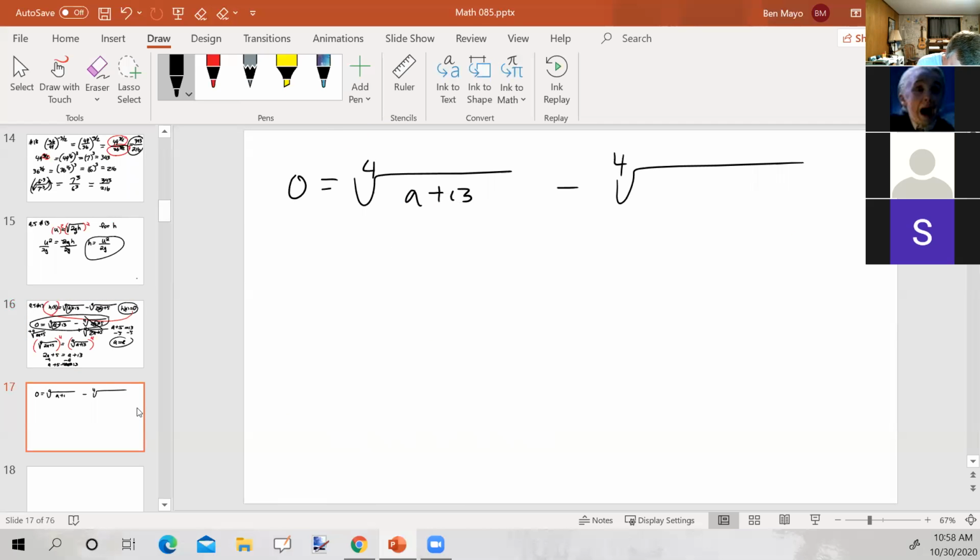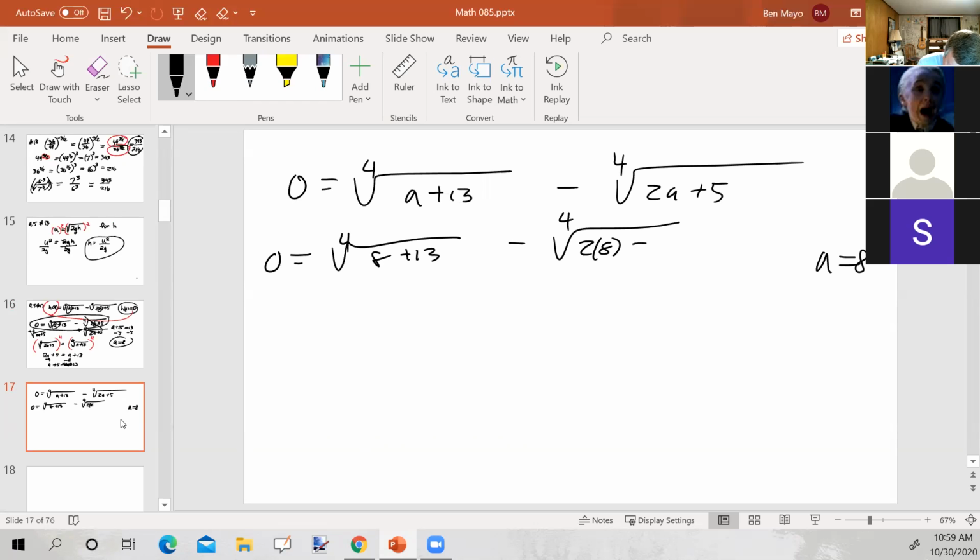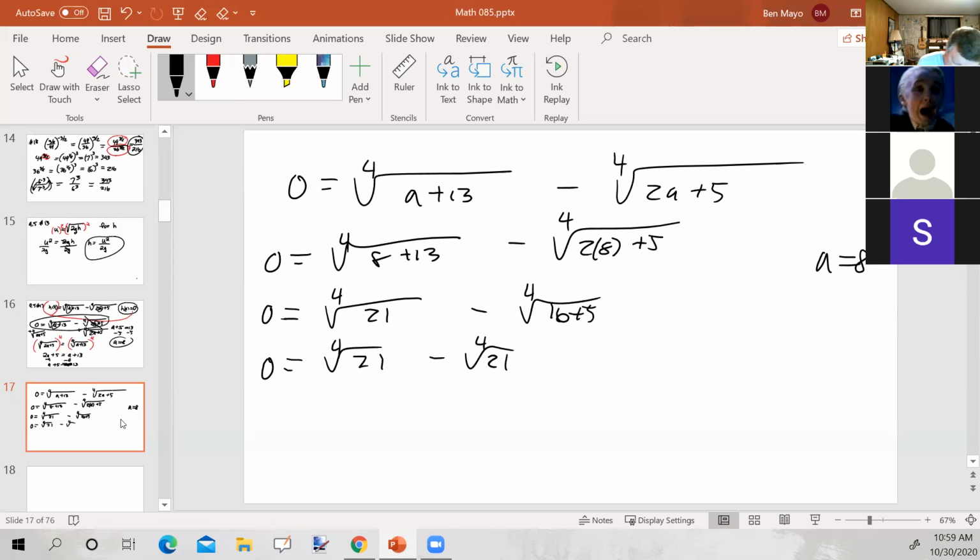a plus 13, 2a plus 5. And we are taking a equals 8, and we're going to check to see if that's true. 0 equals the 4th root of 8 plus 13 minus the 4th root of 2 times 8 plus 5. 0 equals the 4th root of 21 minus the 4th root of 16 plus 5. 0 equals the 4th root of 21 minus the 4th root of 21.